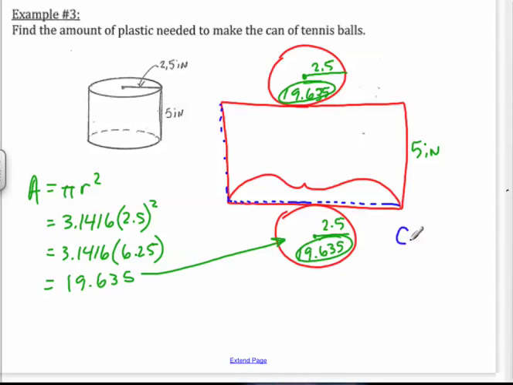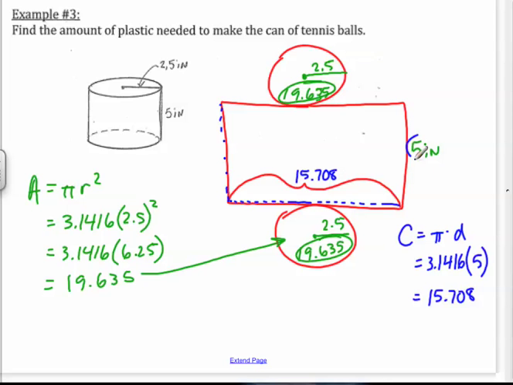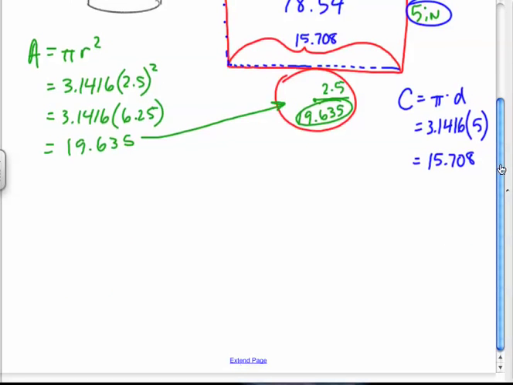So I know circumference is equal to 2 times, I'm sorry, we're using a different formula. Circumference is equal to pi times d. So that's going to be 3.1416 times, the diameter is actually going to be 5, because it's 2 radii. So I'm going to take my calculator and do 5 times 3.1416, and my circumference is equal to 15.708. So that means the base is 15.708. And then when I multiply that by 5, which is the height of this rectangle, it's going to give me the area of the rectangle as 78.54.